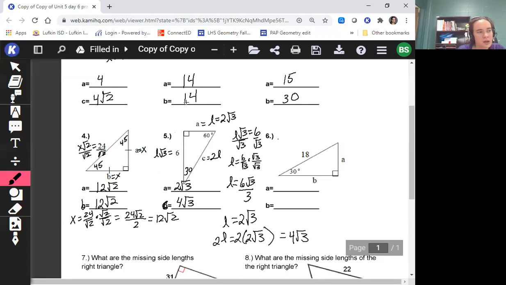Okay, and then number 6, we again have a 30, 60, 90 triangle. Again, our short side is L, our middle length side is L square root of 3, and our longest side, our hypotenuse, is 2L. We have 2L equaling 18, so we're going to divide by 2 on both sides, and that gets us L equaling 9. That means that A equals 9, and B equals 9 square root of 3 when we substitute in the L.